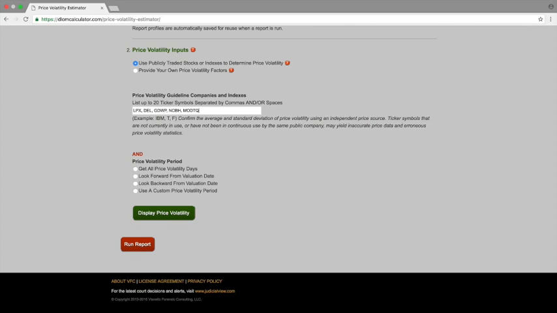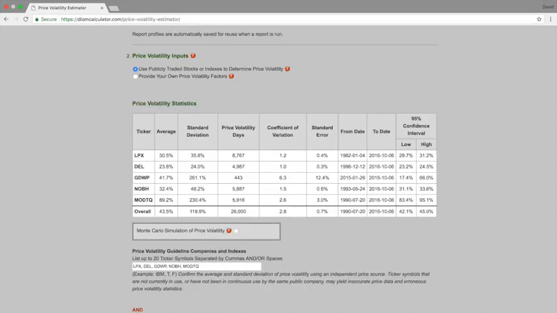Now let's enter the LPX, DEL, GDWP, NOBH, and MODTQ ticker symbols into the text field and select the radio button to get all price volatility days. This option obtains all of the available price information to the present date. Clicking the Display Price Volatility button causes the Price Volatility Statistics table to appear, which discloses differences among the chosen guidelines.